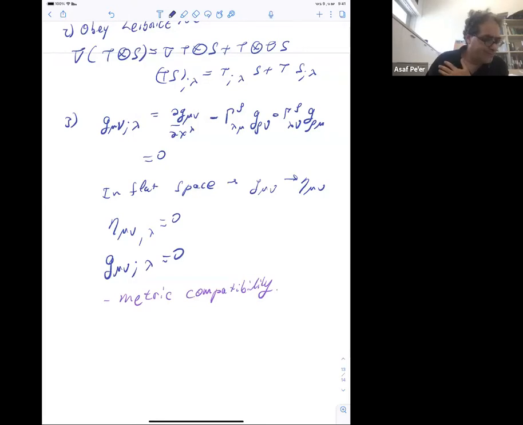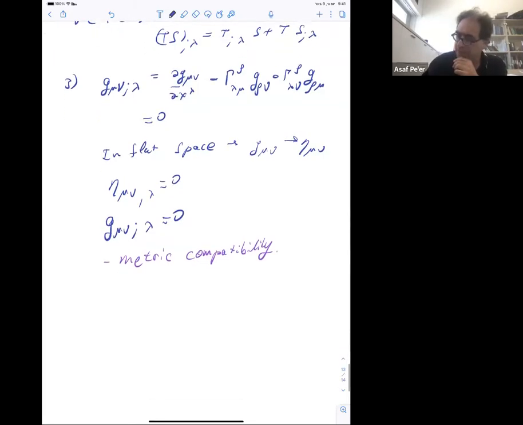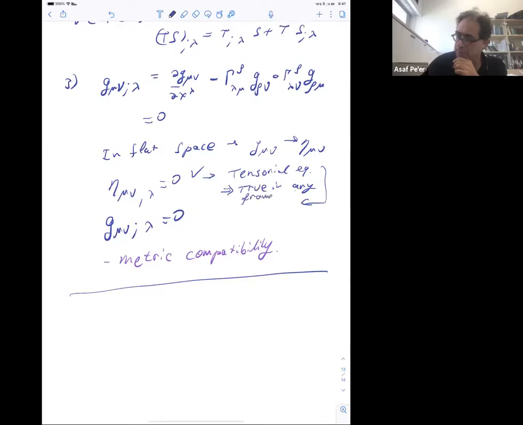So, again, this is a tensorial equation. So it's true in any frame, due to the principle of general covariance.